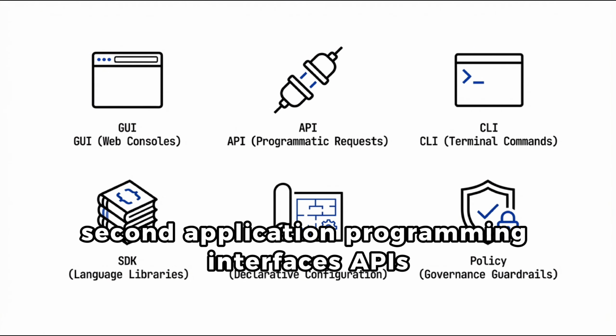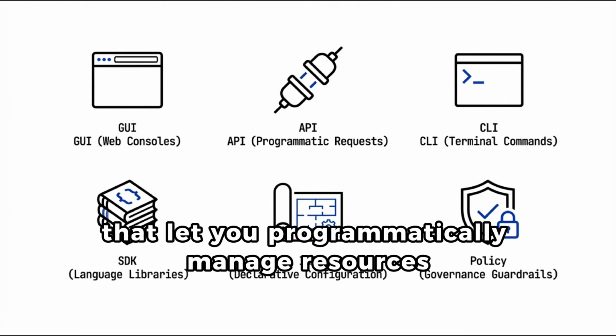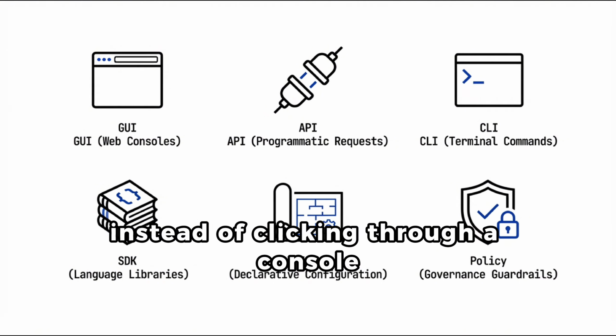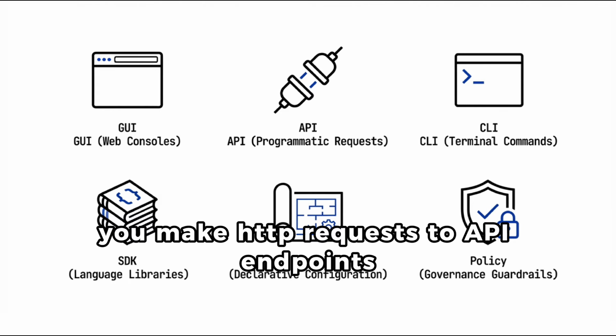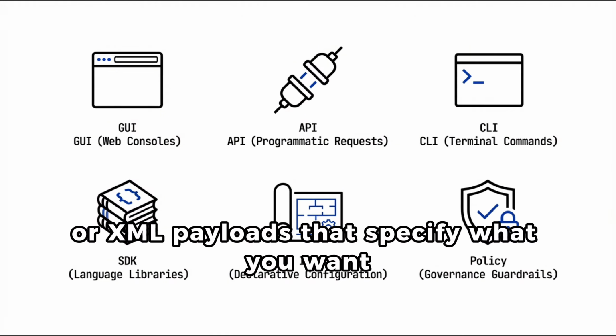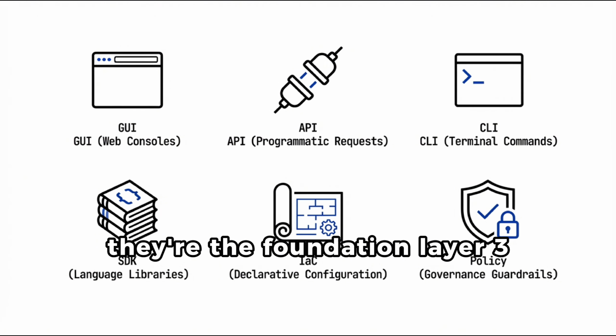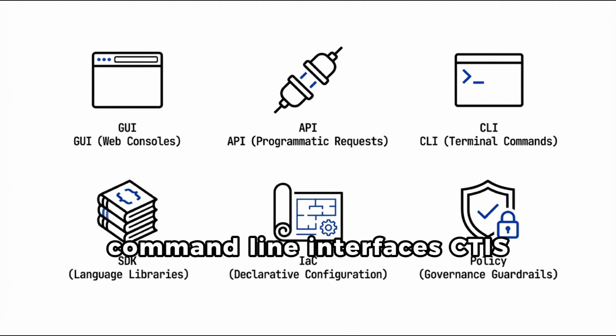Second, application programming interfaces, APIs. Every major cloud platform exposes APIs that let you programmatically manage resources. Instead of clicking through a console, you make HTTP requests to API endpoints, sending JSON or XML payloads that specify what you want. APIs are how everything else connects to the cloud. They're the foundation layer.